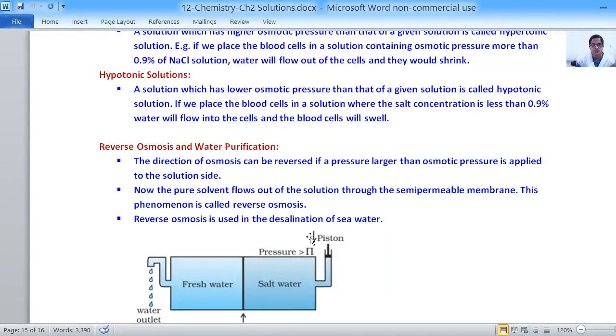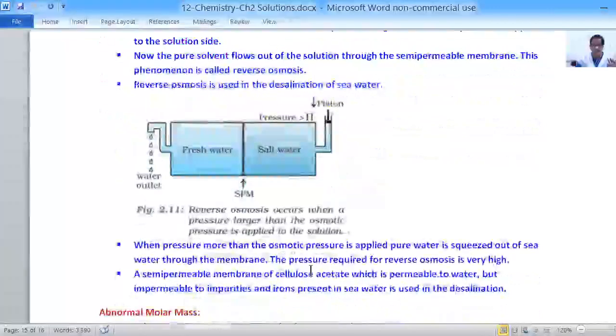In order to remove the salt from seawater, that process is known as desalination. So for that process we are using reverse osmosis. So you have to study this diagram and these steps. So this is about reverse osmosis and water purification. For this process to happen, we have to apply a pressure larger than the osmotic pressure.